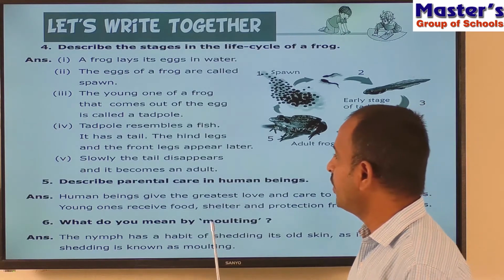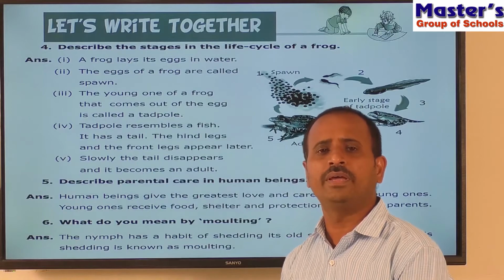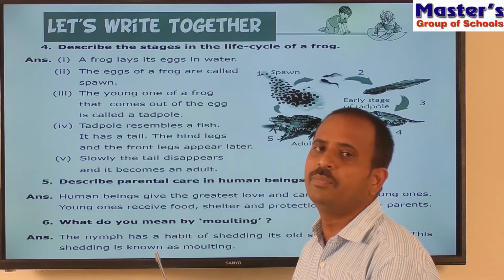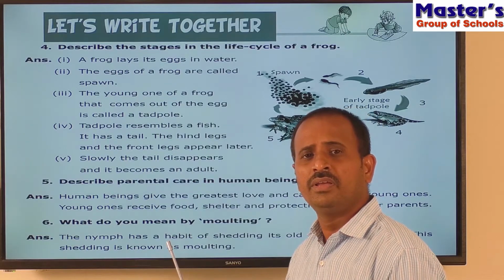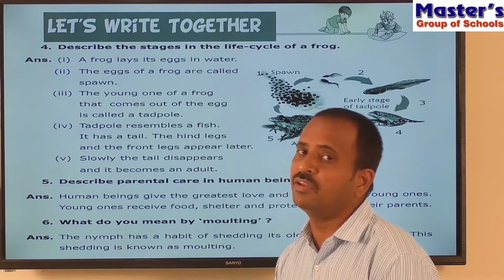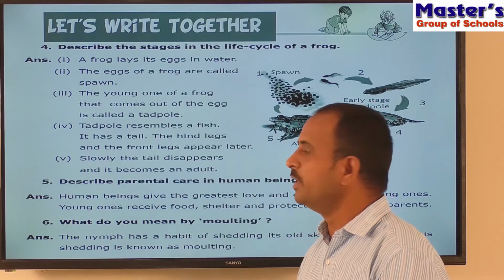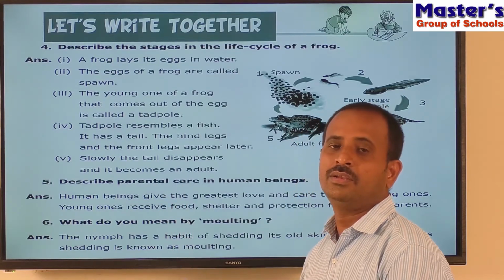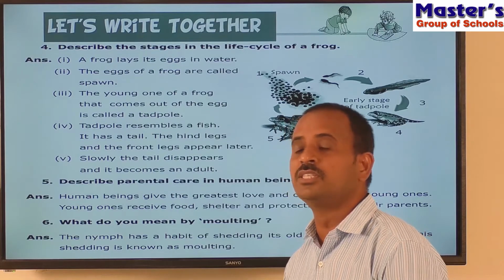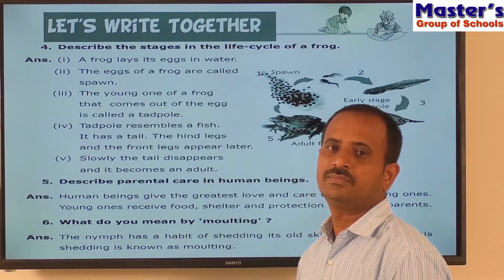So children, we have discussed parental care in the lesson. So what is parental care? Every living organism will give birth to their young babies. And every parent, that is every mother, will take care of their young babies. This taking care of their young babies is called parental care. Not only human beings, we can also observe this parental care in animals and also in birds.